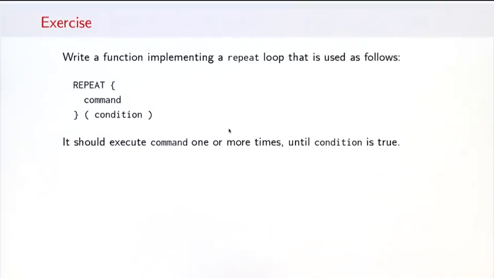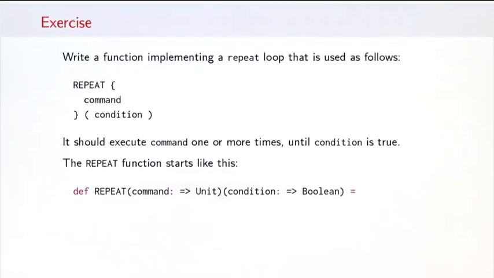Now, you've seen how to emulate while loops with just a function definition and a call. What about repeat? Let's write a function that implements a repeat loop to be used as follows. Repeat, command, and then it should stop once the condition here is true. How would you do that? If we look at the usage of the repeat function, then it's clear that the definition should look like this. Repeat takes a by-name parameter command of type arrow unit and a by-name condition of type arrow boolean, so it's also a by-name parameter. And its body would be like this.